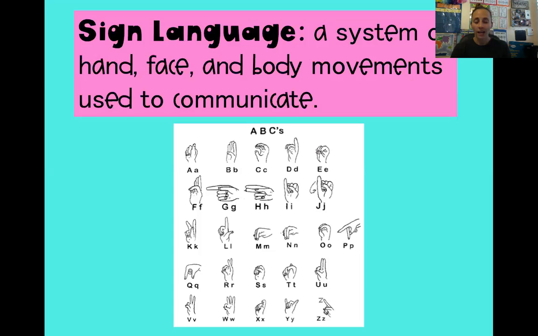Sign language, a system of hand, face, and body movements to communicate. So people who use sign language don't only just use their hands. They don't go like this. They use their mouths, just like we do when we talk. They have to use body language. It shows if they're happy or sad or mad.